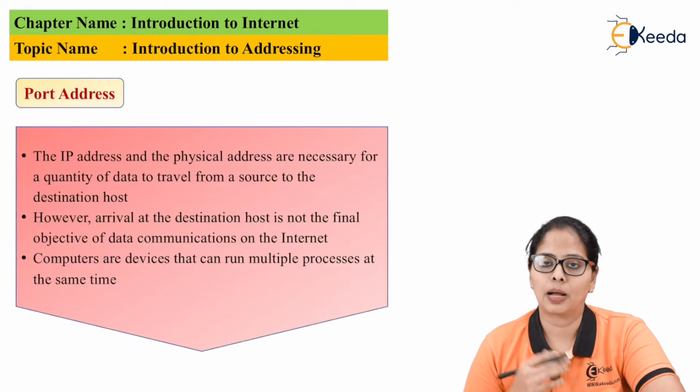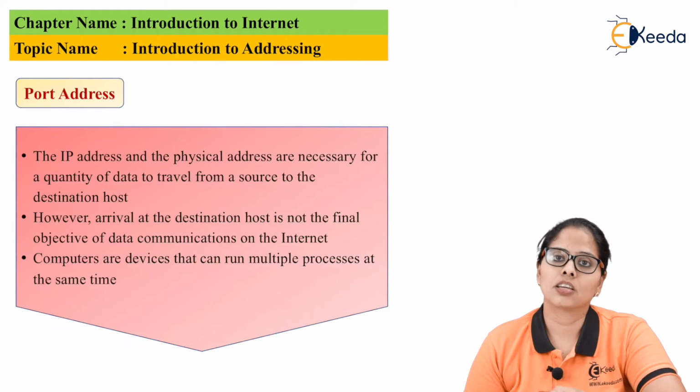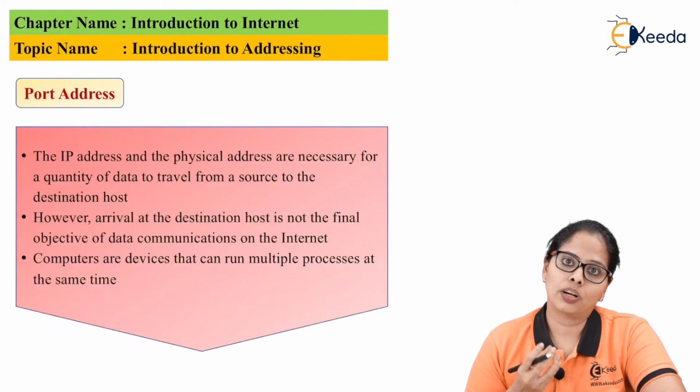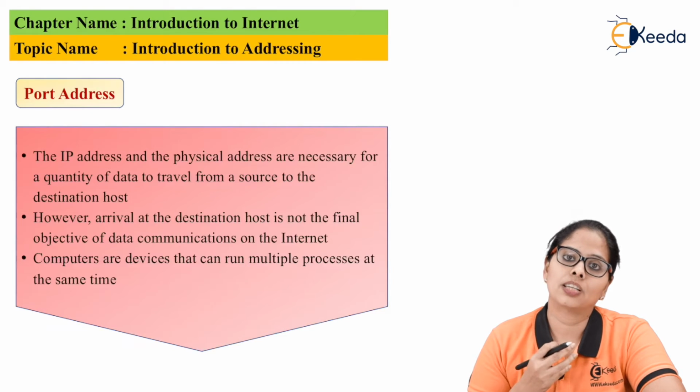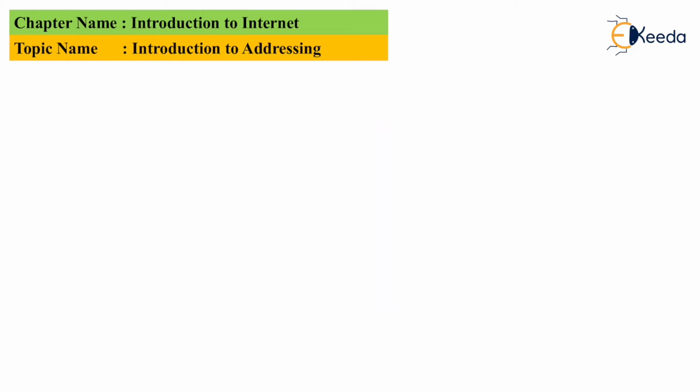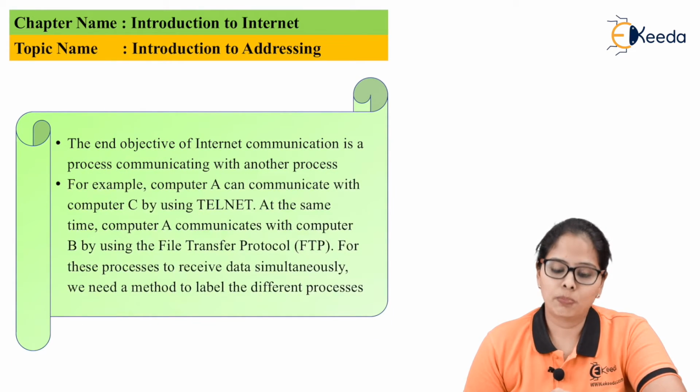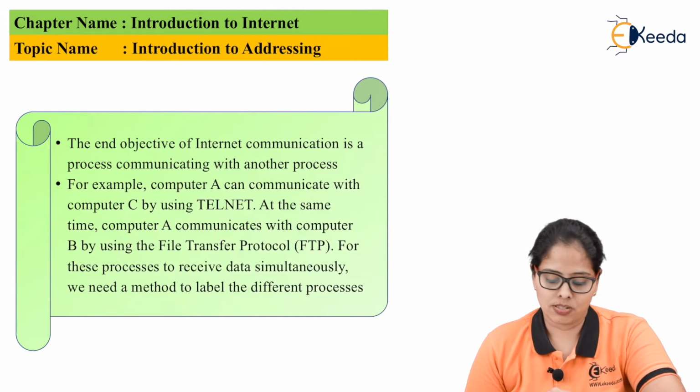For example, on the laptop, you may be accessing your Facebook and your mail at the same time. So whatever packet is meant for Gmail should go to that process. Whatever information is related to Facebook should go to the Facebook process. The end objective of internet communication is one process communicating with another process.